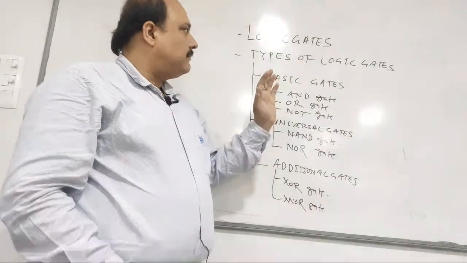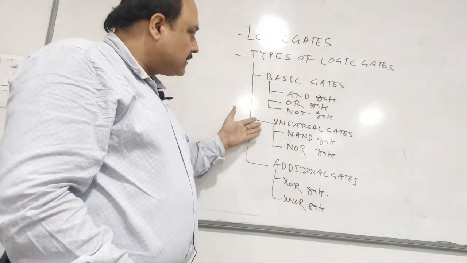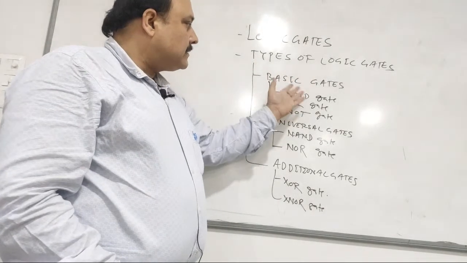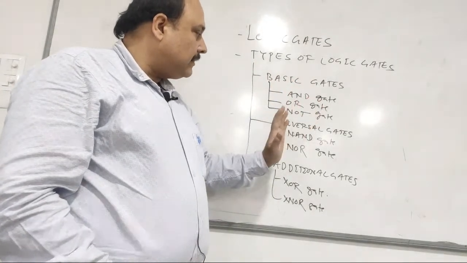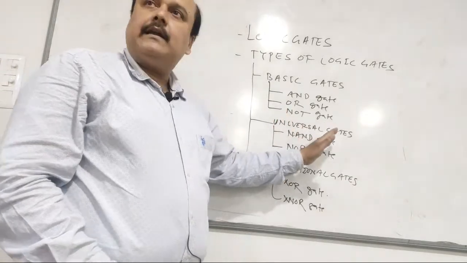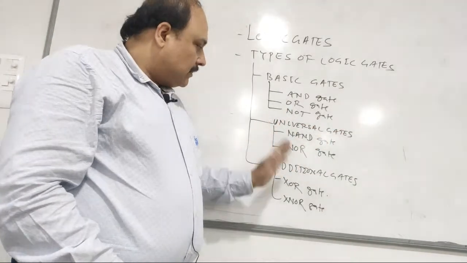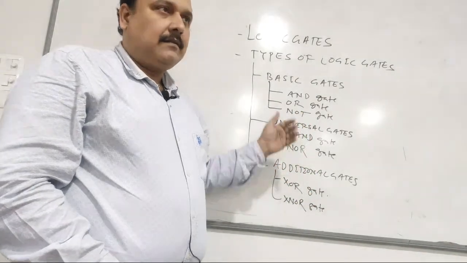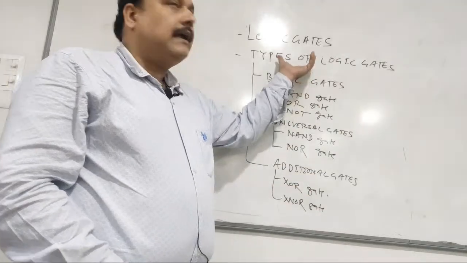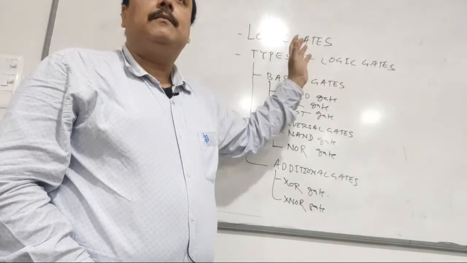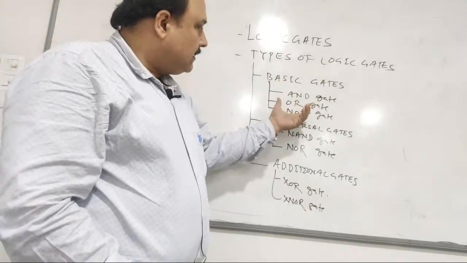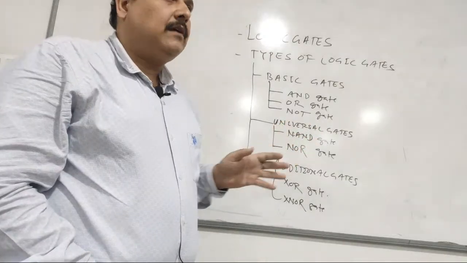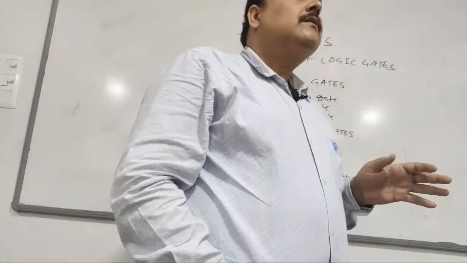Under various types of logic gates, there are three sections: basic, universal and additional gates. Under basic gates, there are the AND gate, OR gate and NOT gate. There are two universal gates, NAND and NOR. And two additional gates in the form of XOR and XNOR. Why are they additional gates? Because these gates are designed with the help of basic gates. That means all the basic gates AND, OR and NOT are used to design the XOR as well as the XNOR gate.